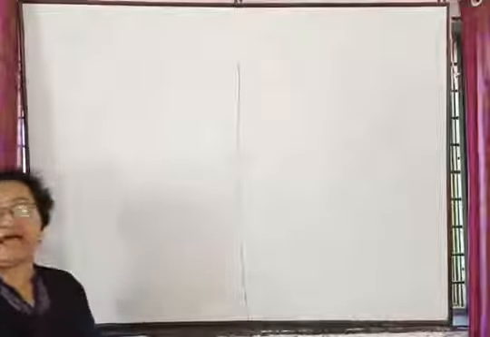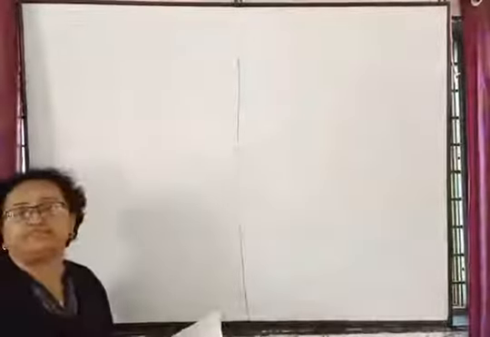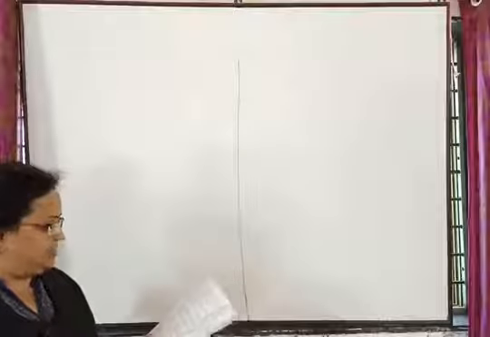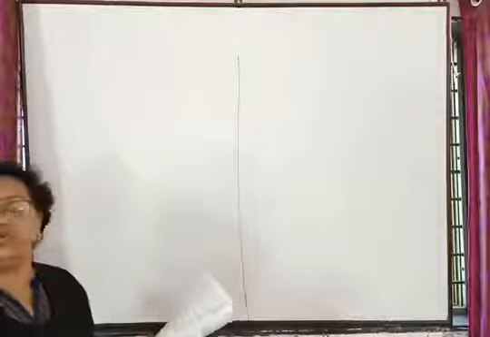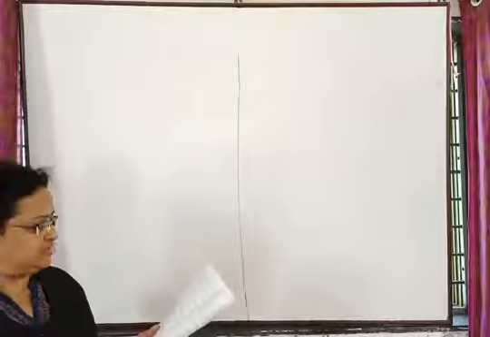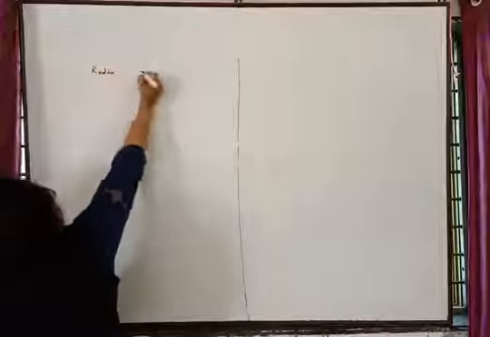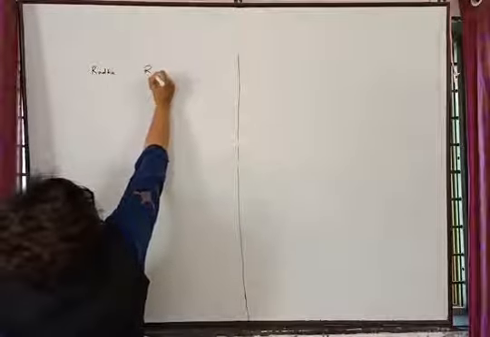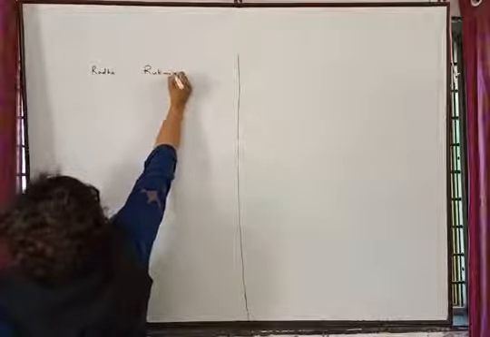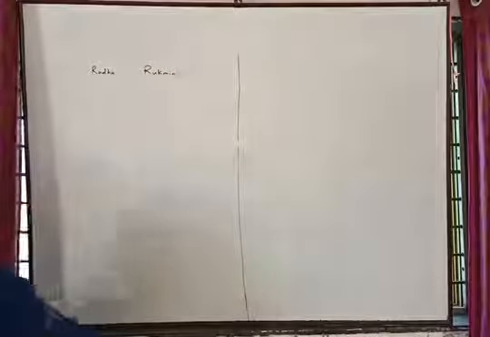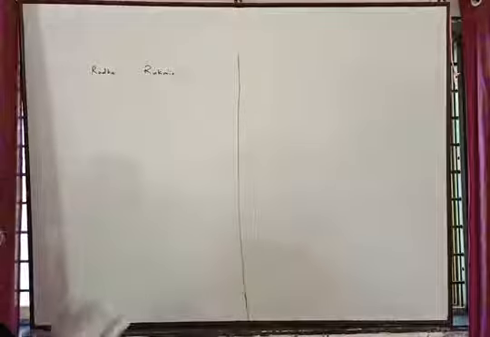Now we will see the 9th example from the textbook, page number 168. Radha and Rukmini are partners and their old profit sharing ratio is given 3:2. So I will write it down here. Radha and Rukmini, their profit sharing ratio is given 3:2.